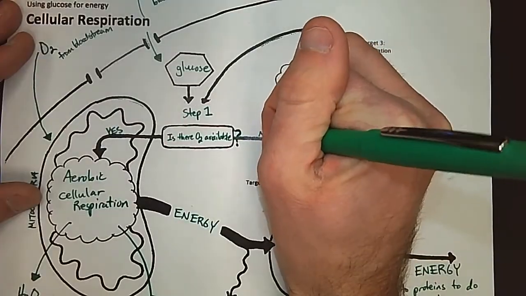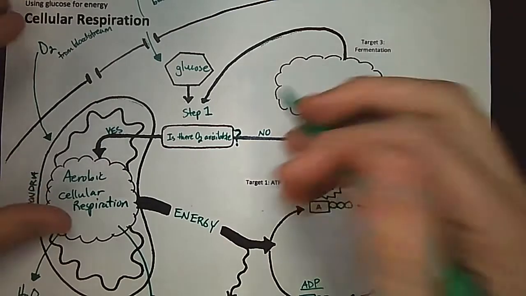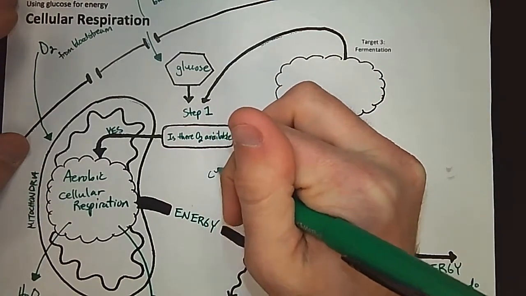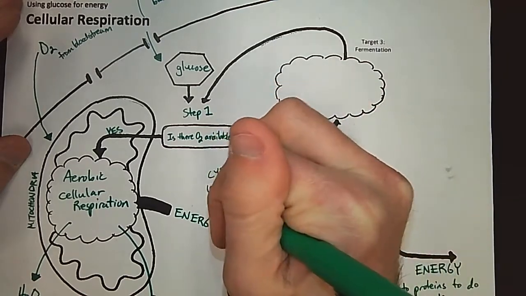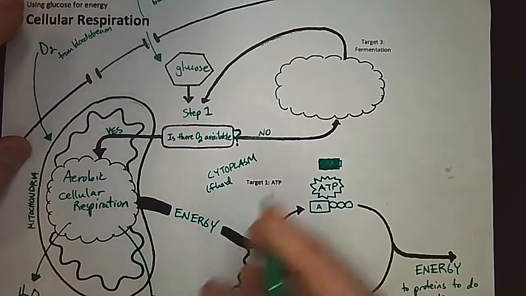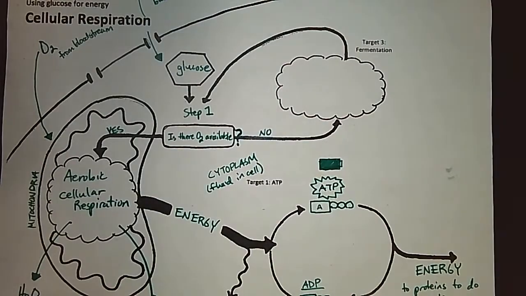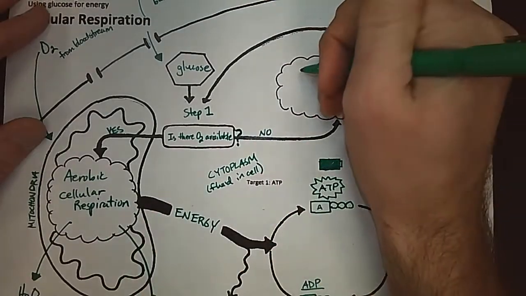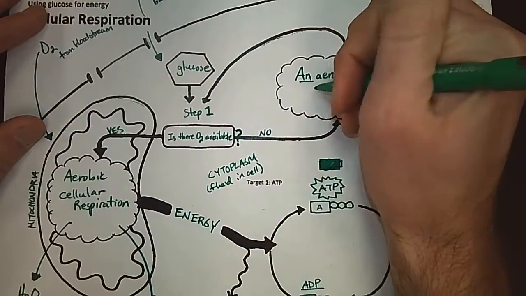And let's say the answer is no, there's not oxygen available. Well, then it's going to stay in the cytoplasm. So we could just say this general area right here is our cytoplasm. We could just say that that's the fluid. It's supposed to say fluid. Fluid in cell. And instead of doing aerobic cellular respiration, we're going to do anaerobic cellular respiration.